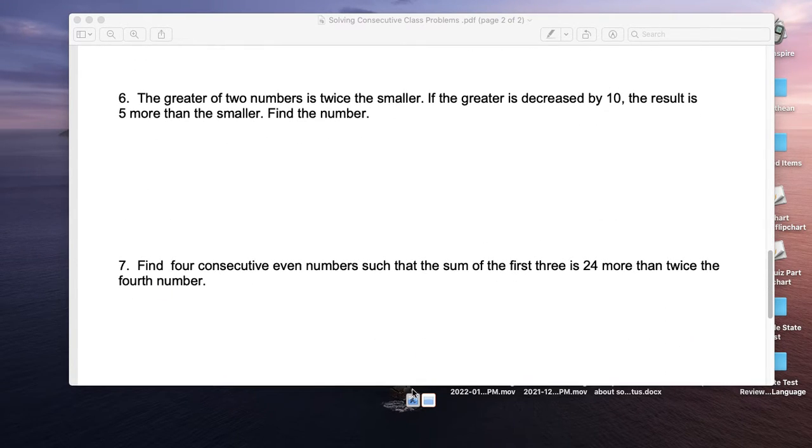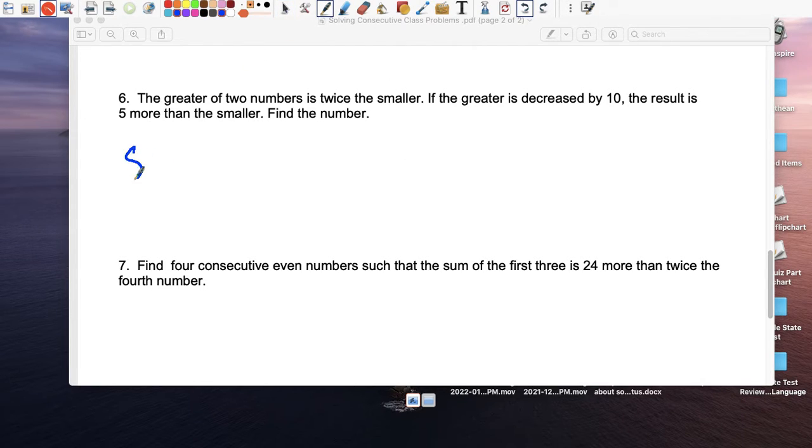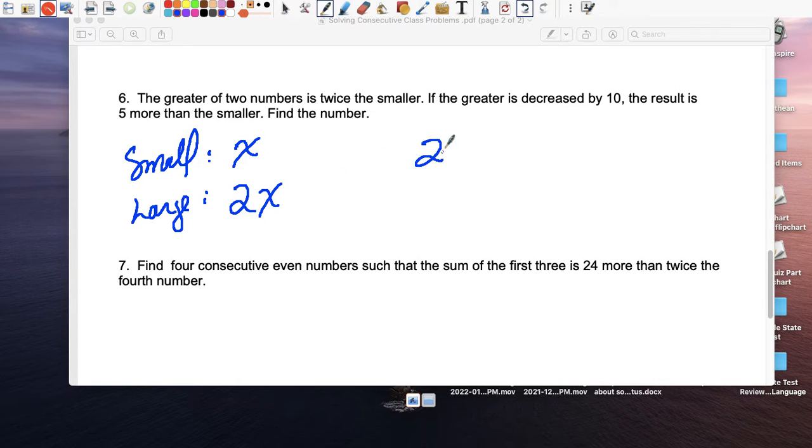The greater of two numbers is twice the smaller. Again, we're talking about two numbers, one of them small and the other large. They say the greater one is twice the smaller. So whatever the smaller one is, the large one is going to be twice its value. Let's call the small one x, and the large one is going to be 2x. Identified. Let's use that to set up an equation. If the greater, 2x, is decreased by 10, the result equals 5 more than, addition, the smaller, which is x. Very simple equation.